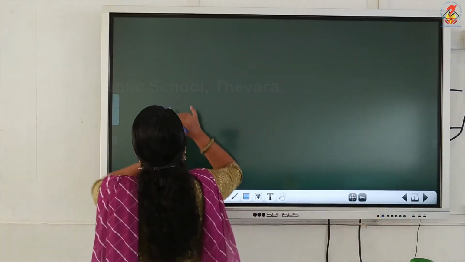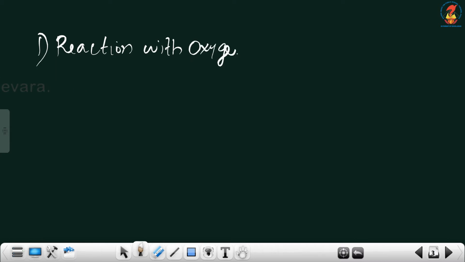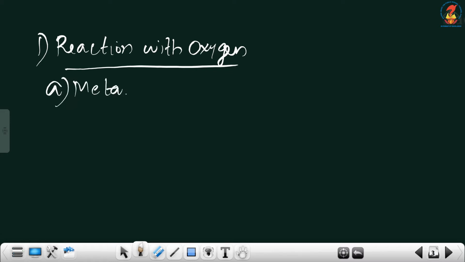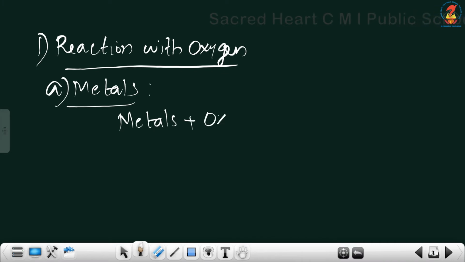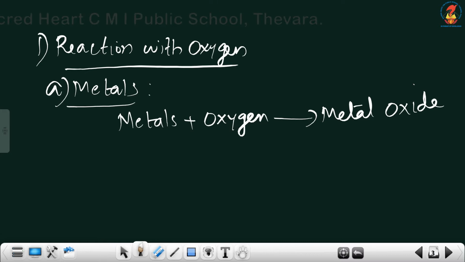Now we move on to the first chemical property, reaction with oxygen. First we will see how metals react with oxygen. How do metals react with oxygen? Metals generally react with oxygen to form metal oxides. Metals react with oxygen to form metal oxide.